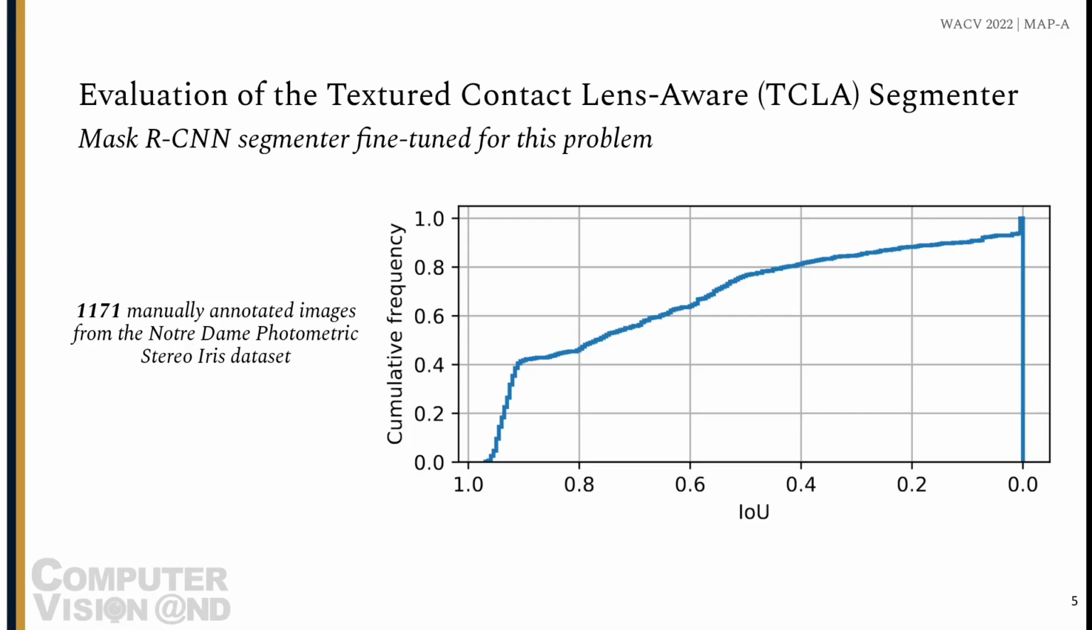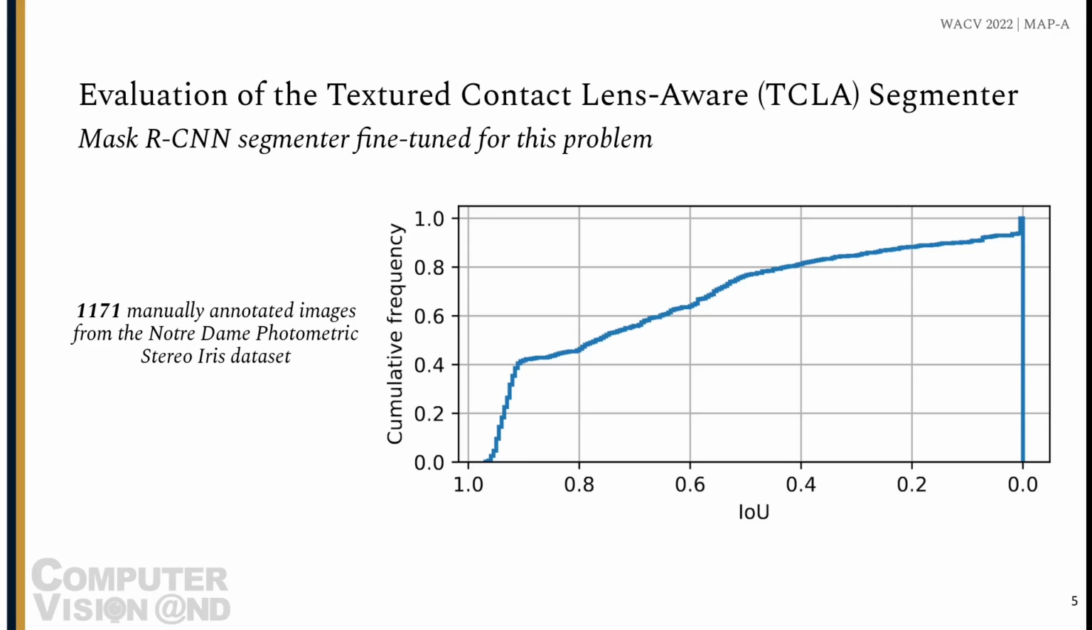We use a subset of the Notre Dame photometric stereo iris dataset, which has over 5,700 images, out of which 1,171 are images of irises wearing a textured contact lens that were annotated so that the original iris texture is separated from the contact lens texture itself. Using this data, we fine-tuned a Mask R-CNN model to perform this finer segmentation in order to pass the resulting mask to the TCLA matcher later.